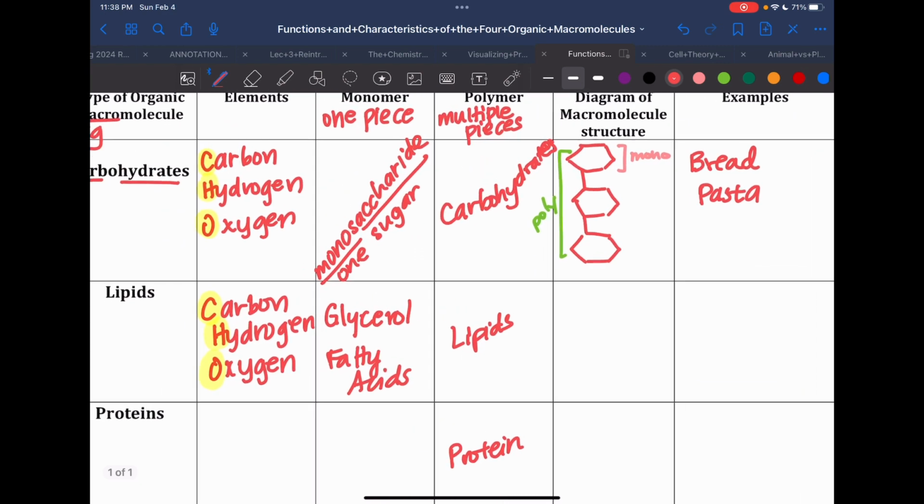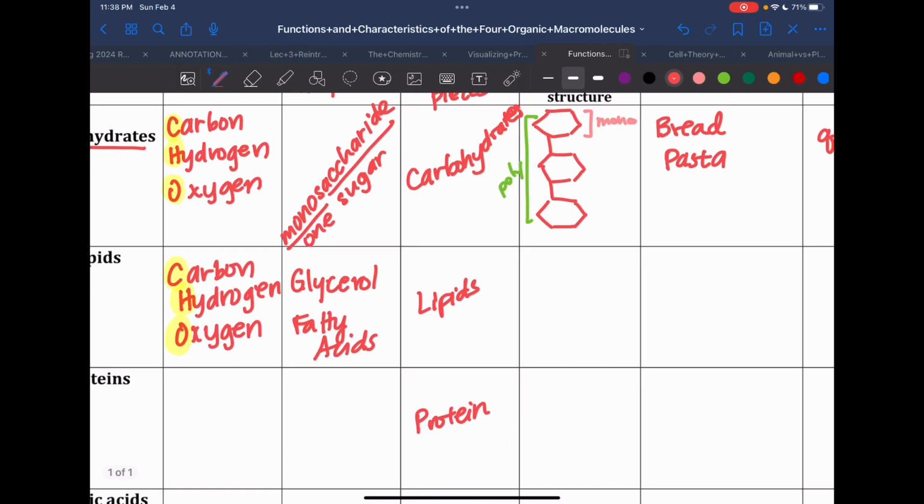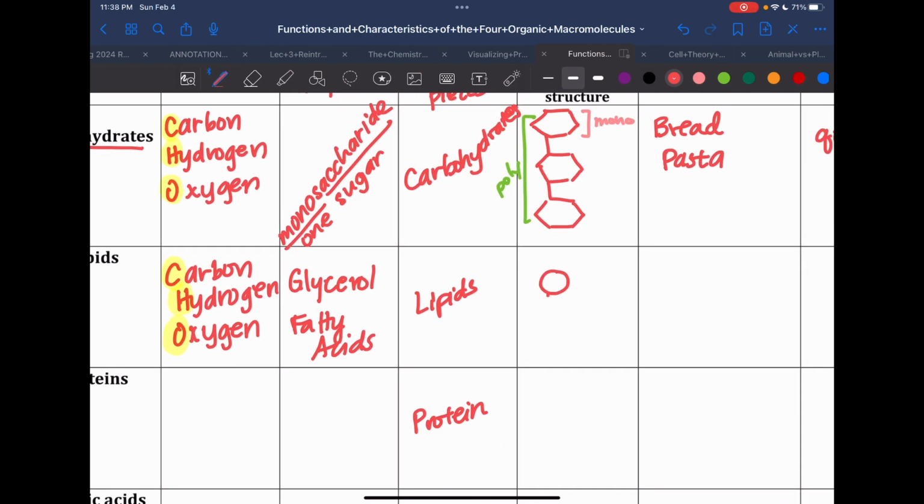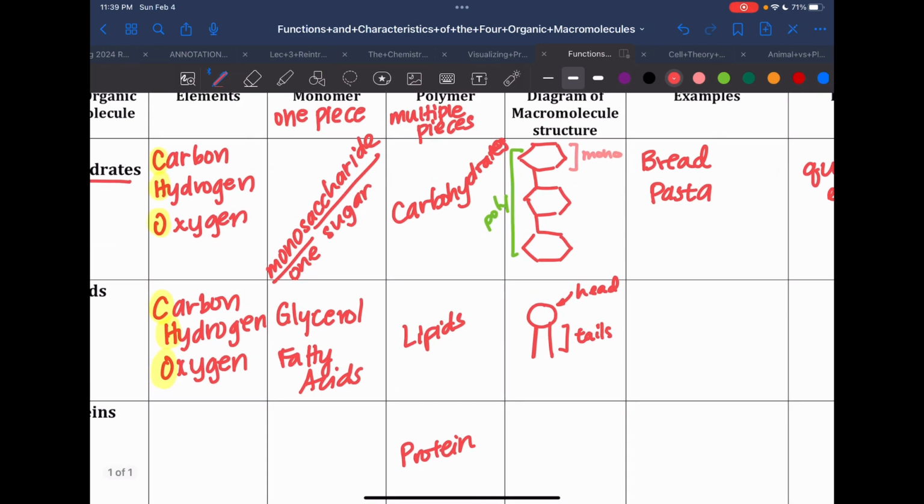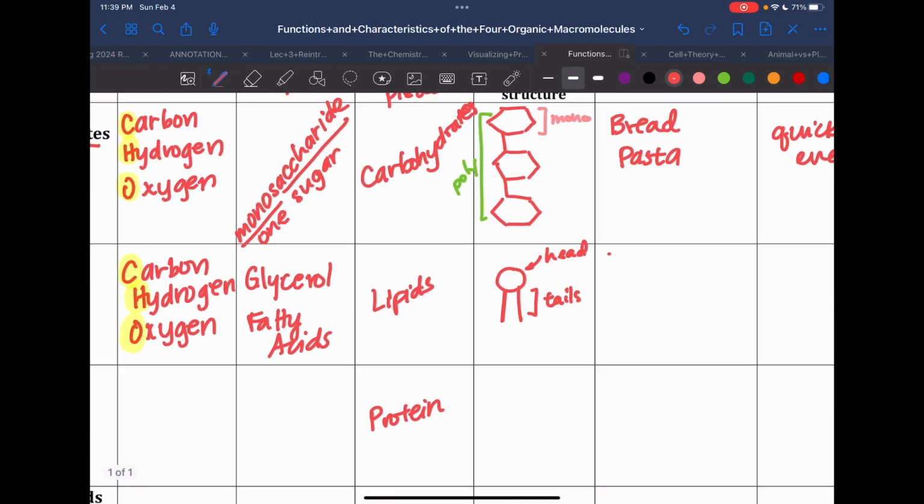The structure of a lipid, the one that we're going to use most commonly, is something that looks like this, right? It's kind of like a stick figure, right? It has what they call a head. This is called a head, and these are called tails, right? So examples of that were butter and oil.